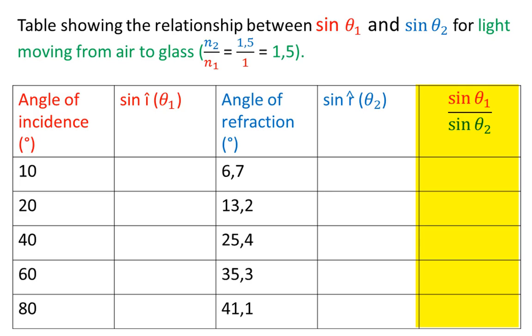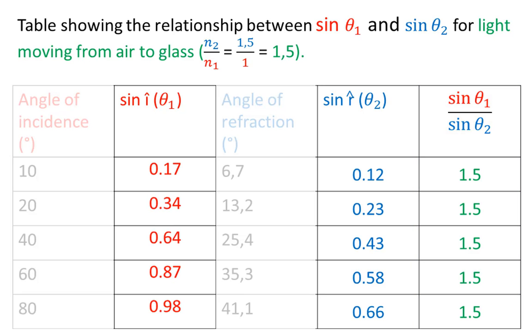So that's why we need another column so that we can verify Snell's law: sine theta 1 over sine theta 2. So you should pause the movie while you work out sine of each of those angles and also work out sine theta 1 over sine theta 2 for each entry. And I hope this is what you found.